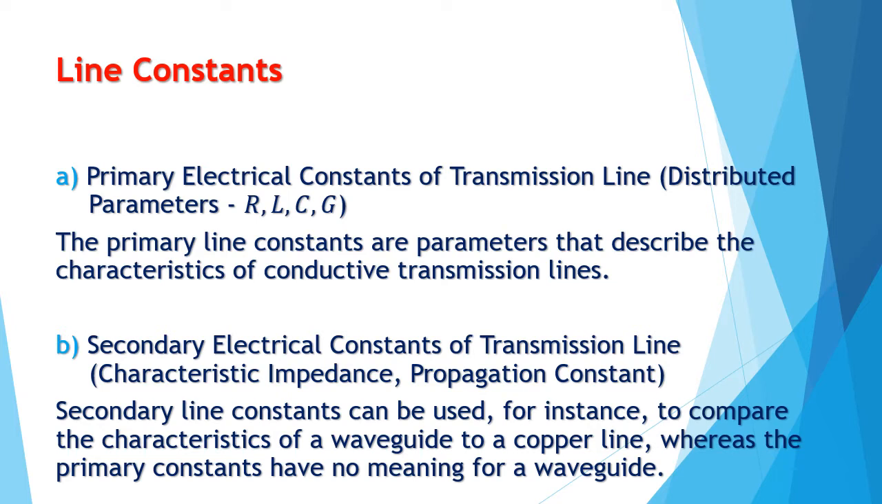And then we have the secondary electrical constants of a transmission line. These are the characteristic impedance and propagation constant. The secondary line constants can be used, for instance, to compare the characteristics of a waveguide to a copper line, whereas the primary constants have no meaning for a waveguide.